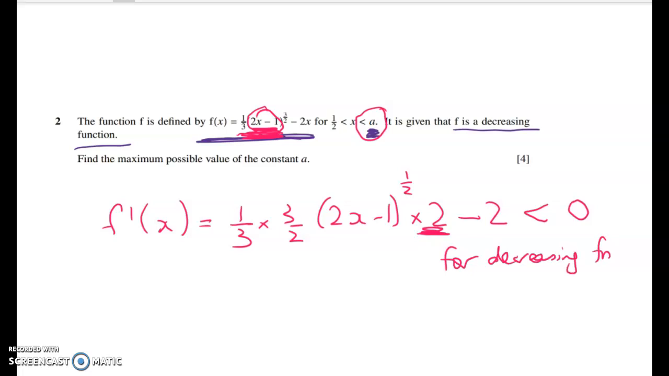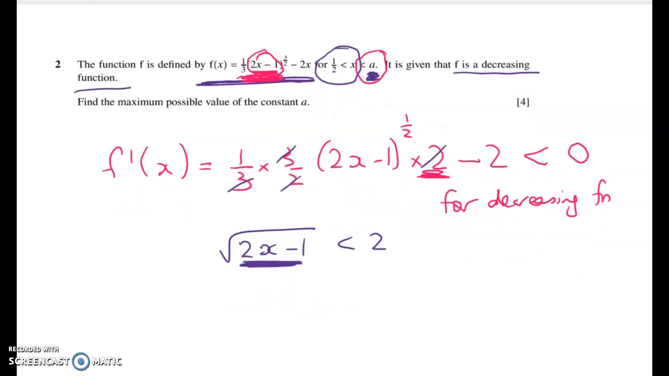And now we're going to do some simplifying. So the 3's simplify away, and so do the 2's. We're left with this condition: the square root of 2x minus 1 is less than 2. Now, we already know that this is going to be greater than 0 because the function's only defined where x is greater than 1/2. So we don't need to stress too much about that.